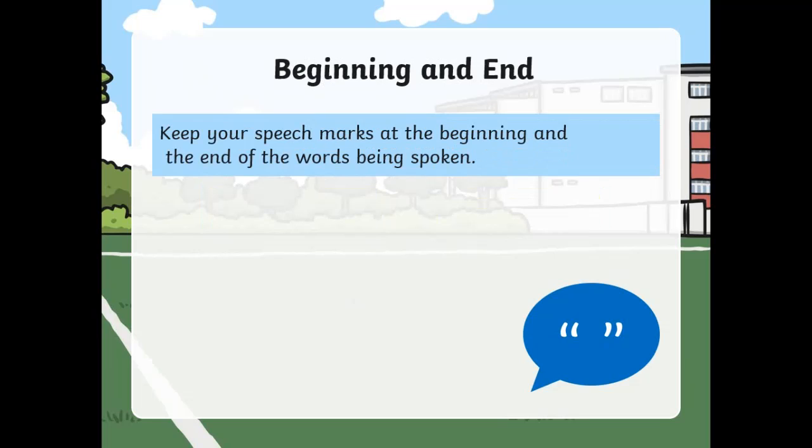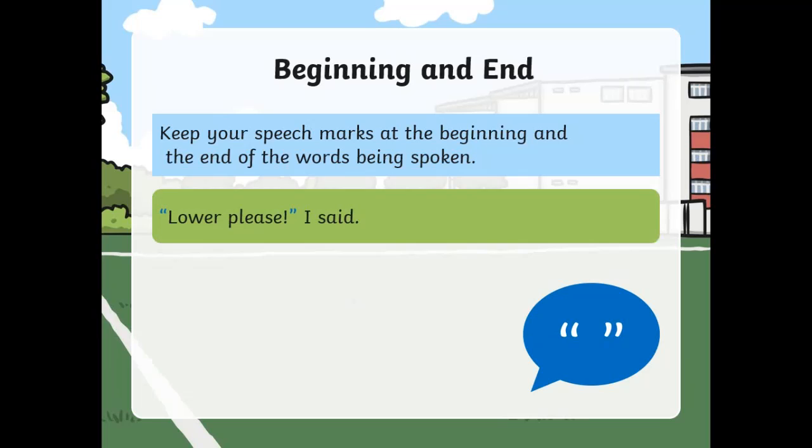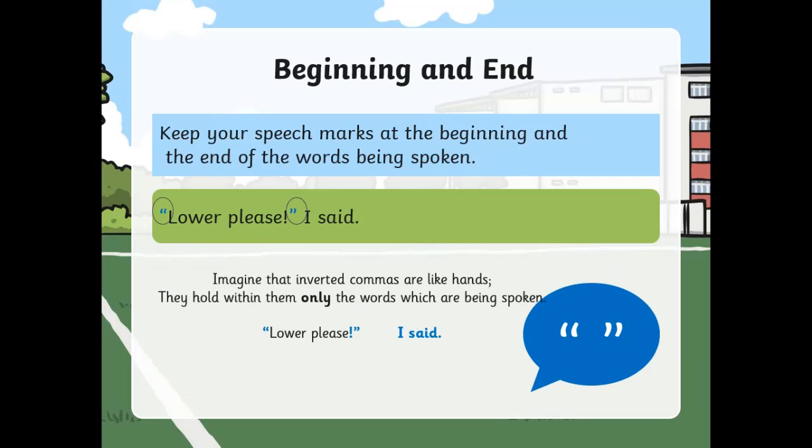Beginning and end. Your speech marks are supposed to go at the beginning and the end of the words that are being spoken. For example, "Lower please," I said. The parts that are spoken are "lower please." So the quotation marks go around those parts. Imagine that inverted commas are like hands. They hold within them only the words which are being spoken.